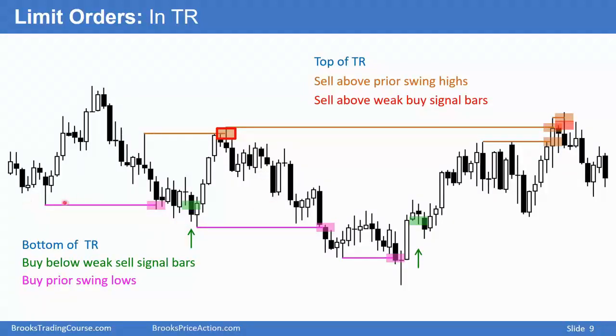So they buy this low. They place a limit order as the market is falling. They place a limit order to buy this low. As the market's falling again over here, they'll place a limit order to buy this low, each time expecting the breakout to not fall very far and to bounce enough for them to get a scalp.